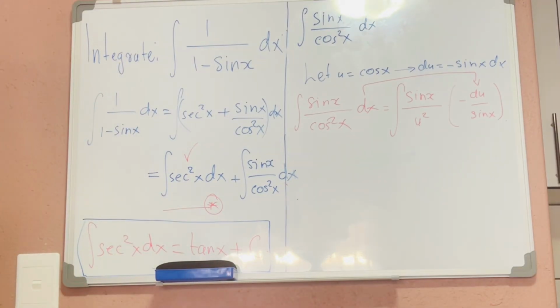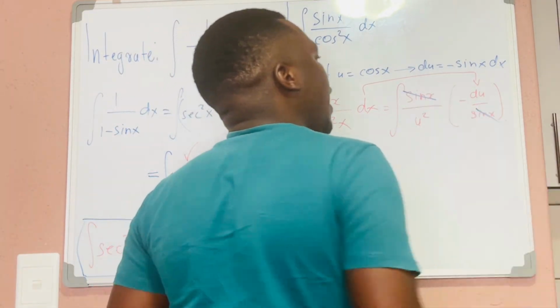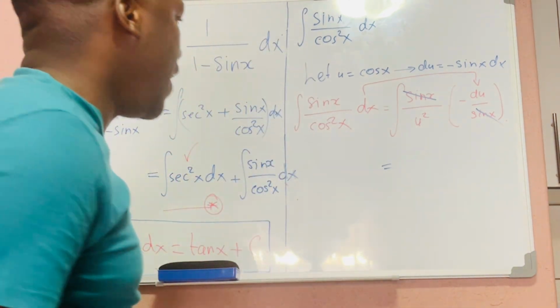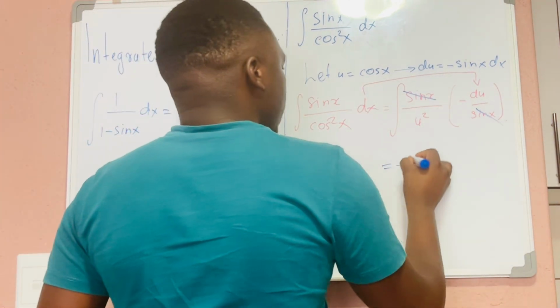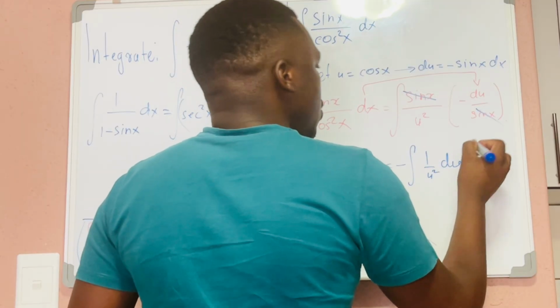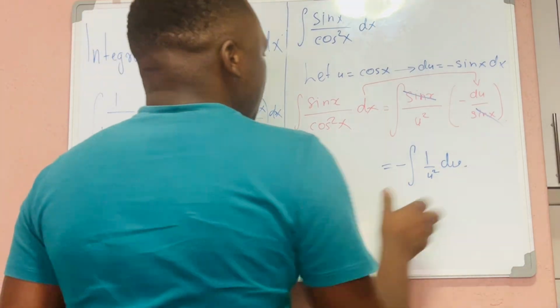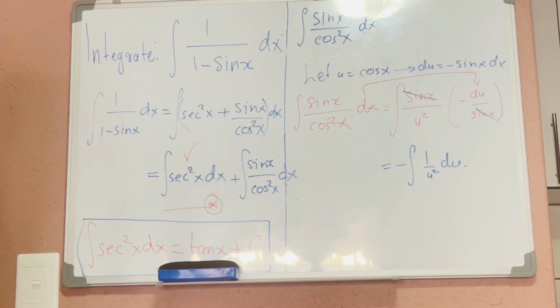Then from there, we notice that this guy and that guy are going to undo each other, and we'll be left with the negative 1 over u squared du. All right, so things seem to be interesting now.